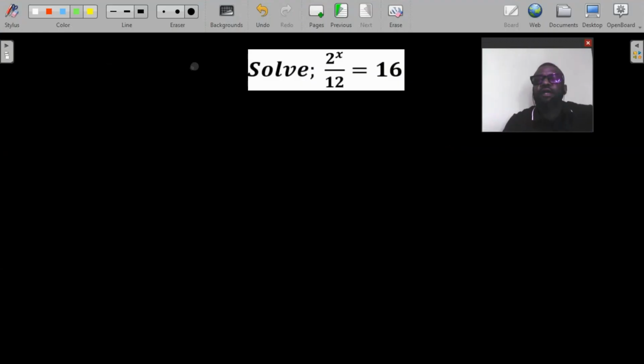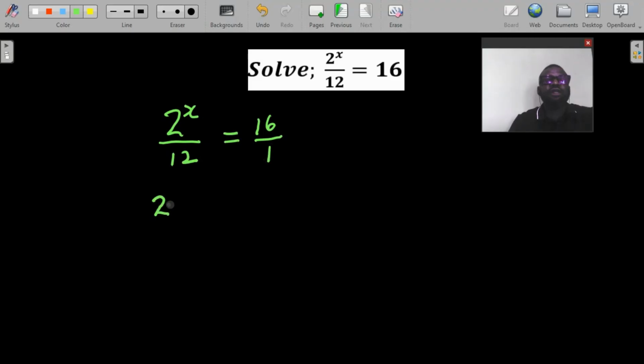Olympiad Mathematics. Now the question says 2 to the power of x divided by 12 is equal to 16. This 16 is like saying 16 over 1. Then let's cross multiply. So I have 2 to the power of x times 1 will give us 2 to the power of x is equal to 16 times 12.